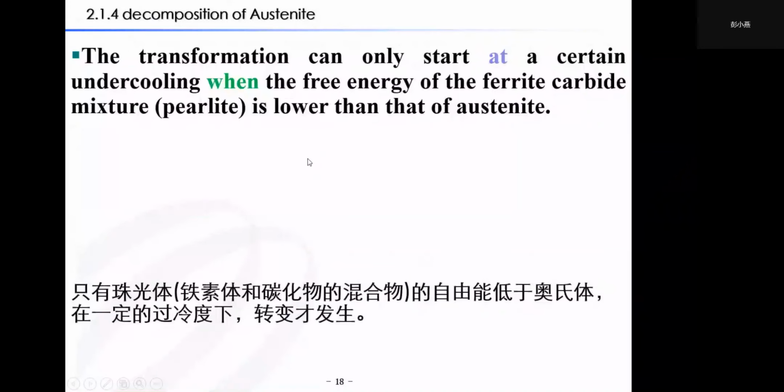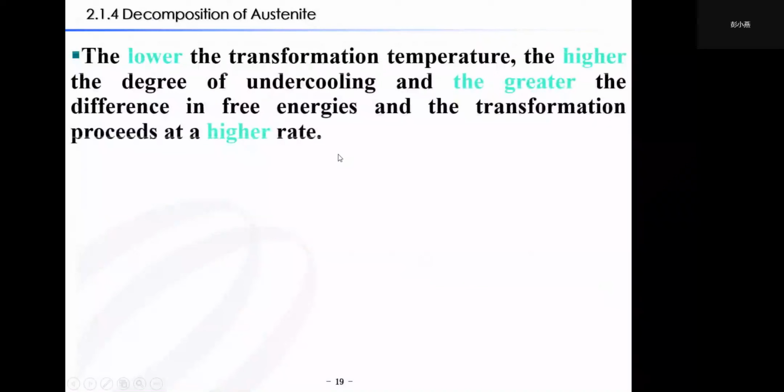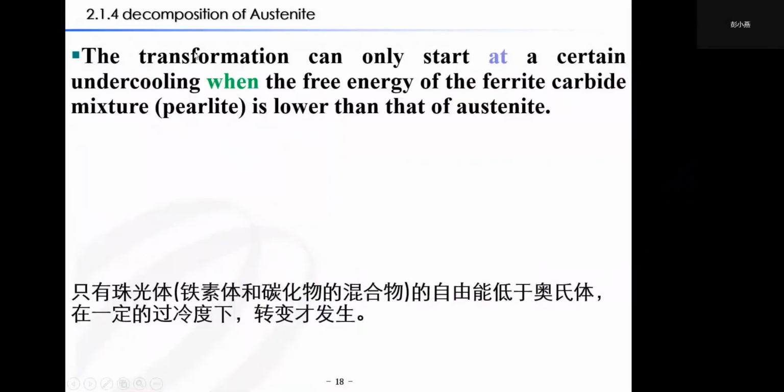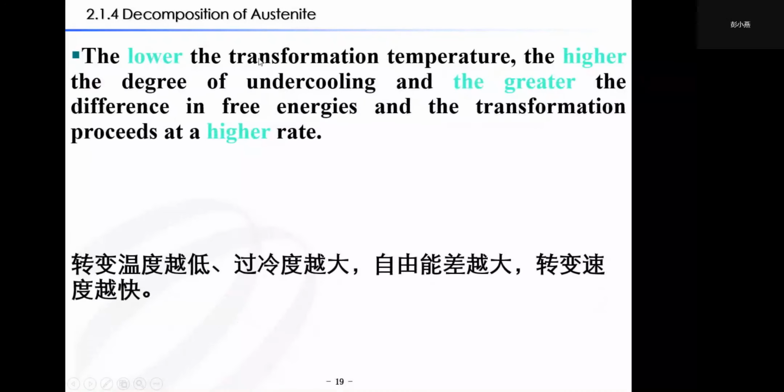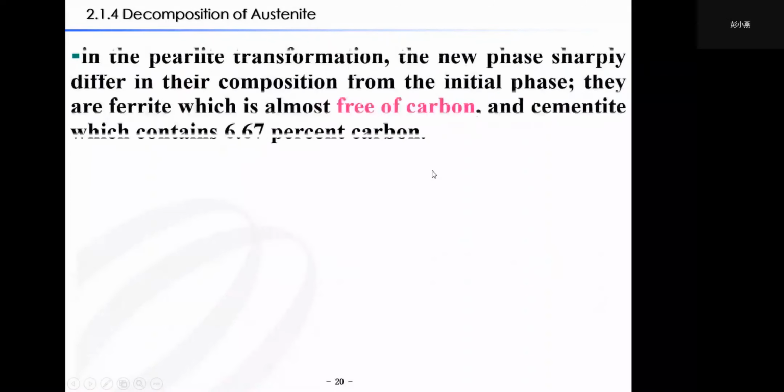And we can say the transformation from austenite to perlite can only start at a certain undercooling when the free energy of the ferrite carbide mixture is lower than that of austenite. And the lower the transformation temperature, the higher the degree of undercooling and the greater the difference in free energies, and the transformation proceeds at a higher rate.